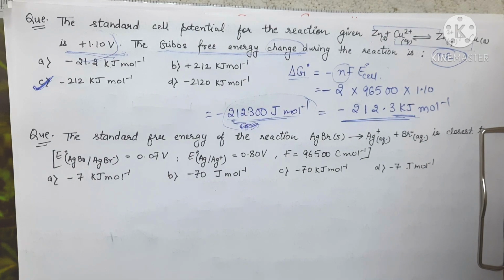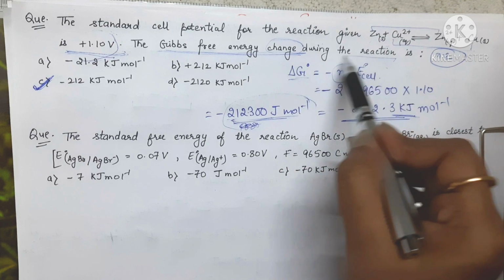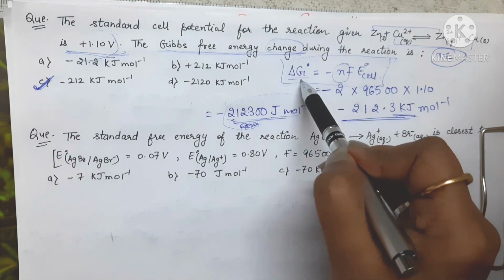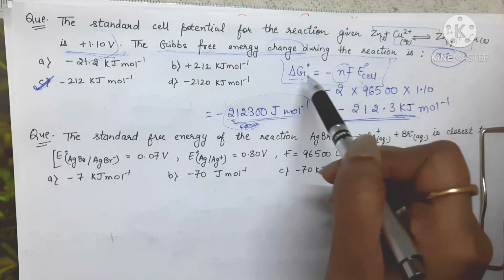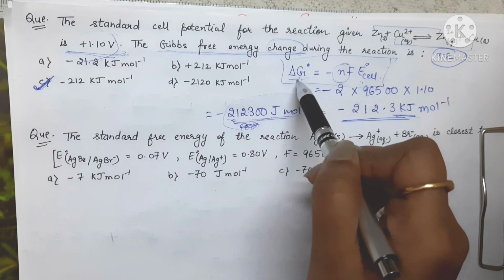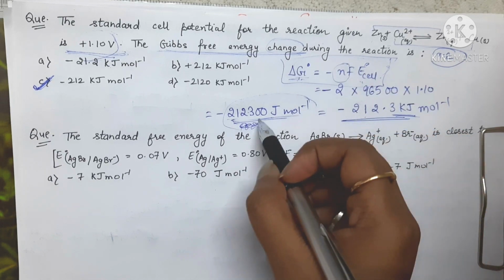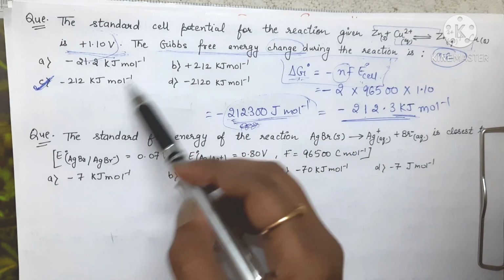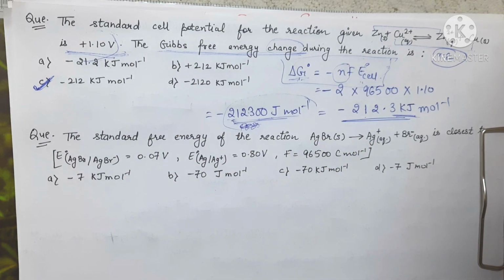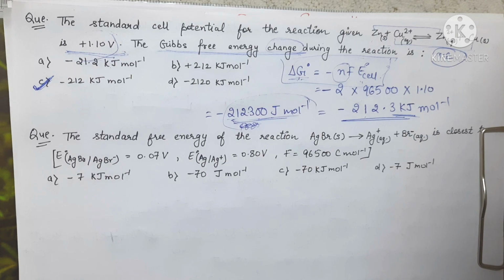It was a very easy question. You just need to know the relation between delta G naught and E naught. E naught is given to us and delta G naught we have to find out. So you have to use this equation, just substitute the values and look for the approximate answer. Okay, so option C is the correct option. So now with this we'll move on to the second question.